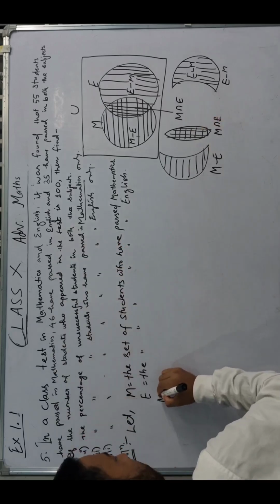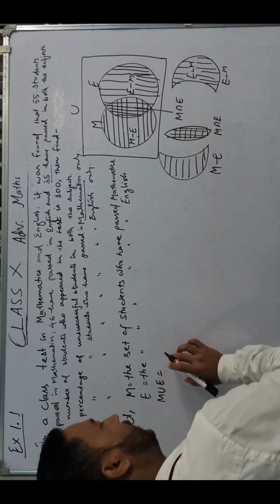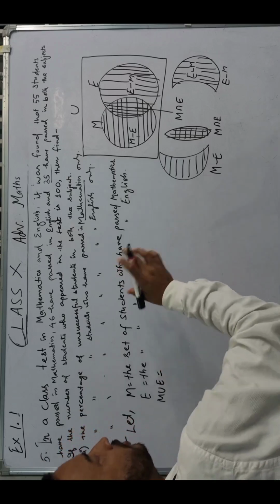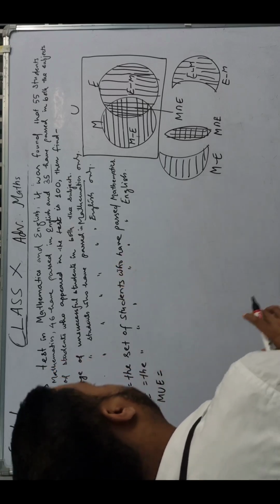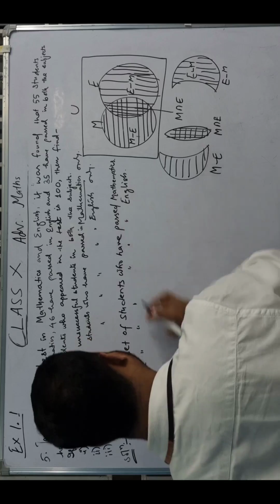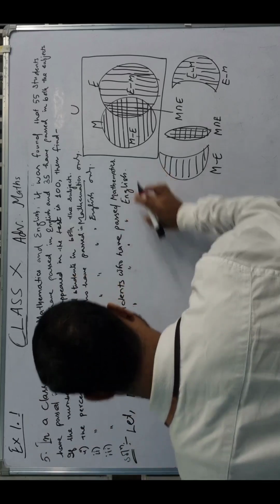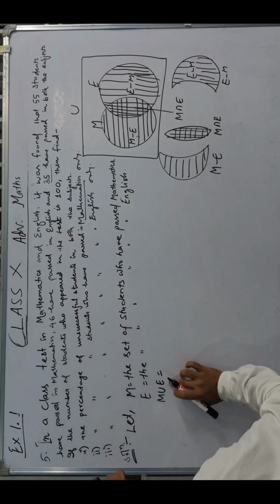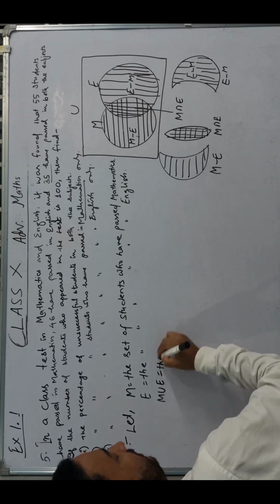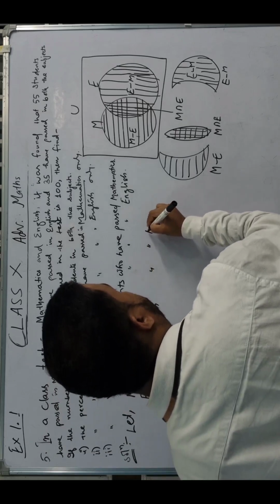Okay, so M union E will be equal to what? Can you tell me? These things are very conceptual. You have to be clear with this thing. Then it will be easy for you to solve this type of question in the exam. If M is the set of students who have passed in maths and E is the set of students who have passed in English, then what does M union E represent? M union E is the set of students who have passed.